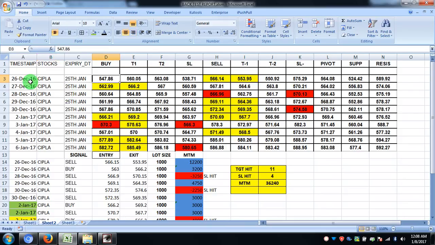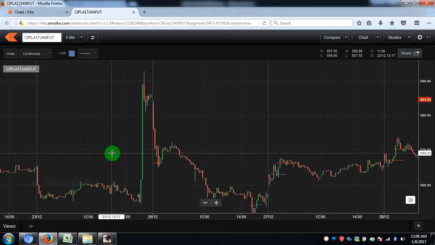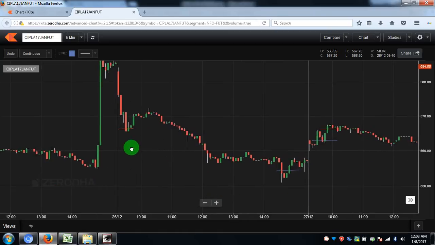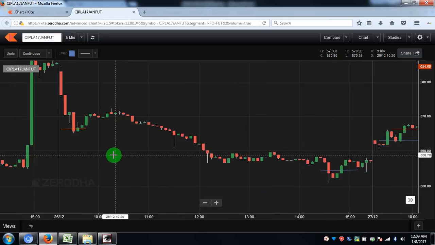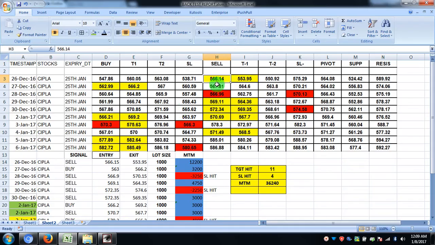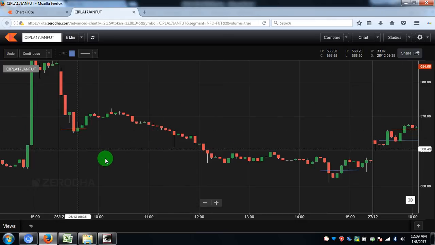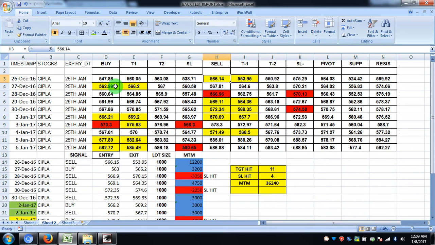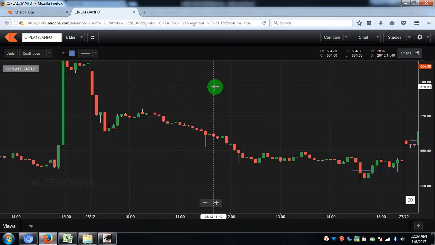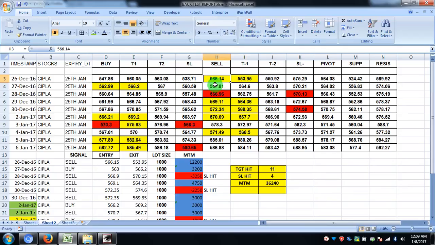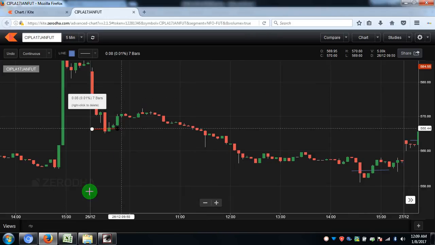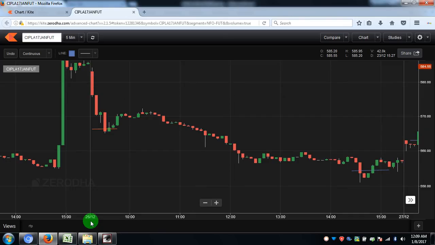Let us check 26th December, we had a call in this. Here we got a sell call generated. Let me open the chart to help you understand. Here we had a sell call given at 566.15 paisa. This is the level I have marked here, 566.15 paisa. In the morning it opened somewhere here, and according to our levels we had a sell call near this level, 566.15 paisa.